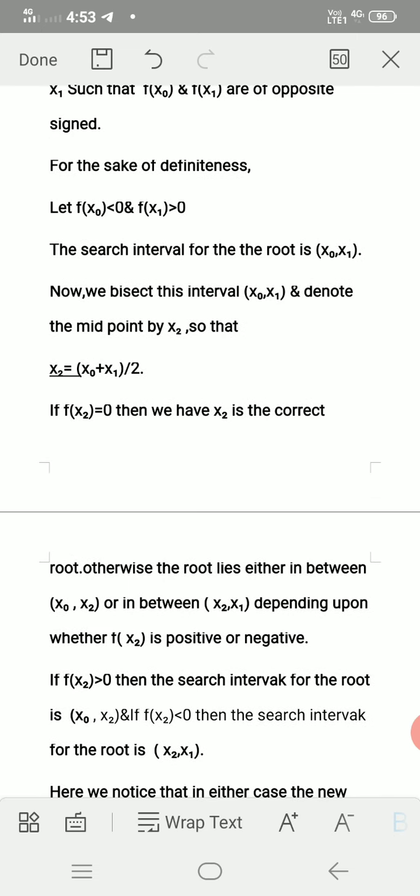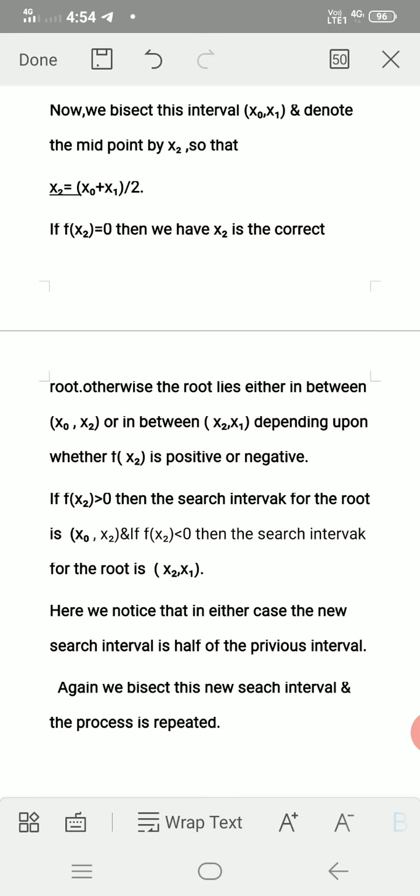Otherwise, the root lies either in the open interval x0 x2 or in between x2 x1, depending upon whether f of x2 is positive or negative. If f of x2 is greater than 0, then the search interval for the root is the open interval x0 x2. If f of x2 is less than 0, then the search interval for the root is x2 x1.